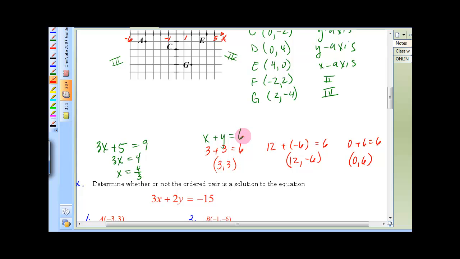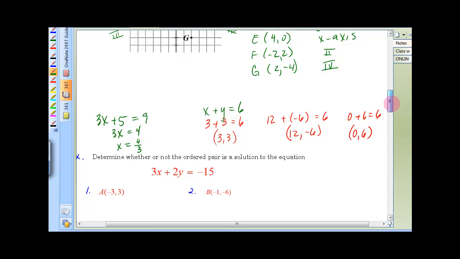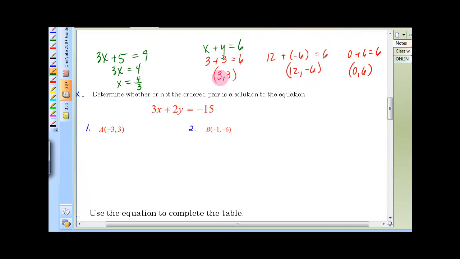What this all means is that there are an infinite number of solutions that cause my linear equation to be true. The trick is finding which of those infinite solutions cause this to be true.